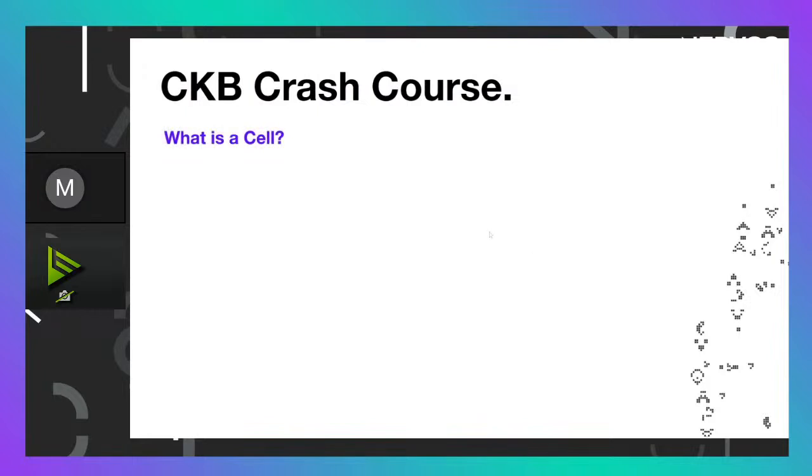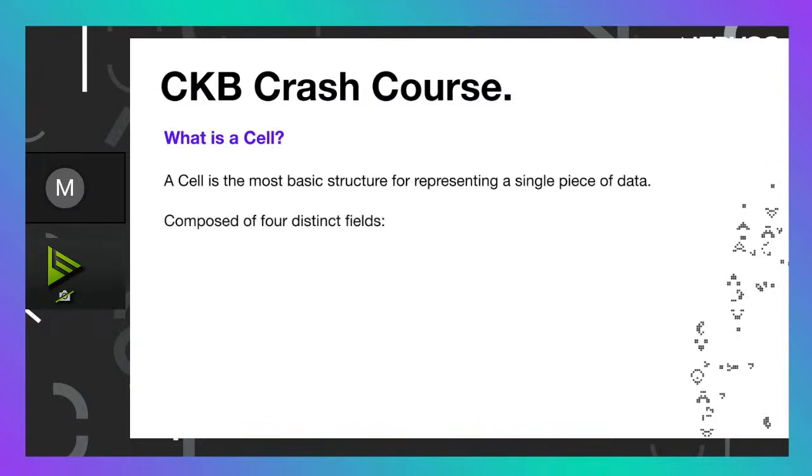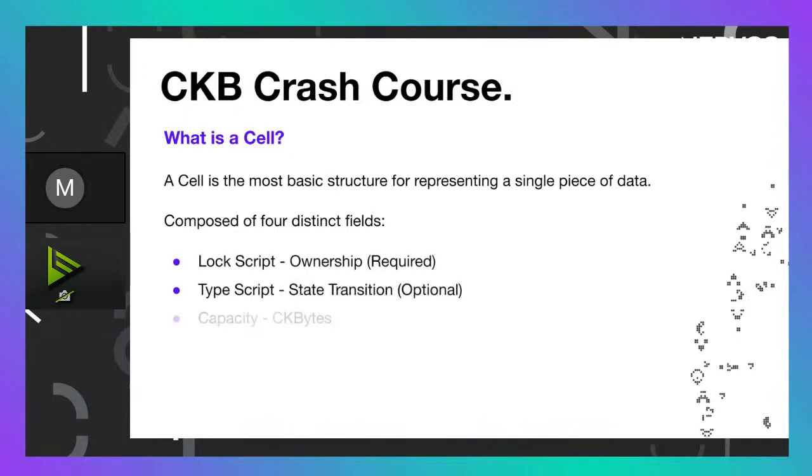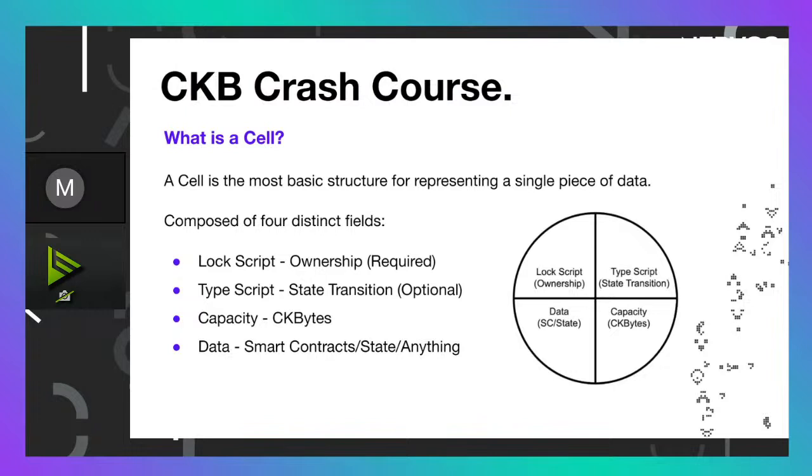Okay, so now we're getting into a little bit more of the technicals about how you're actually going to develop. And part of this is we need to teach you a little bit about the cell model. So first, what is a cell? A cell is the most basic structure for representing a single piece of data. So this is state data I'm talking about, data that's actually in the state and available for smart contracts to use. A cell is composed of 4 distinct fields: lock script, type script, capacity, and data.